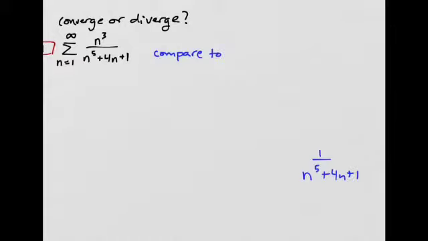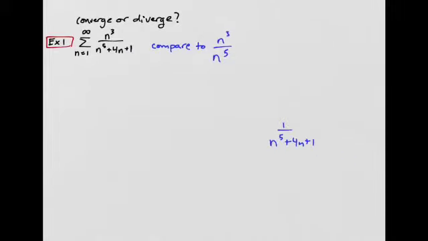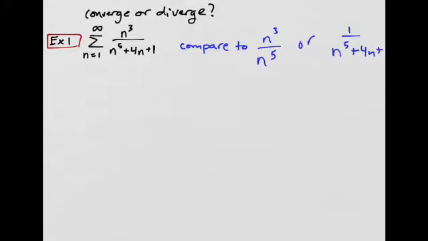My first actual thought, because I've done this before, was to just change the bottom. n to the 3rd over, and I'm just going to take this part out, n to the 5th. Now that's a very simple sequence that I can look at. So that was my first thought. That one is my second thought. And hopefully I'll compare both of them. But remember, I'm just slightly changing either the top or the bottom and seeing if it becomes an easier sequence to look at.